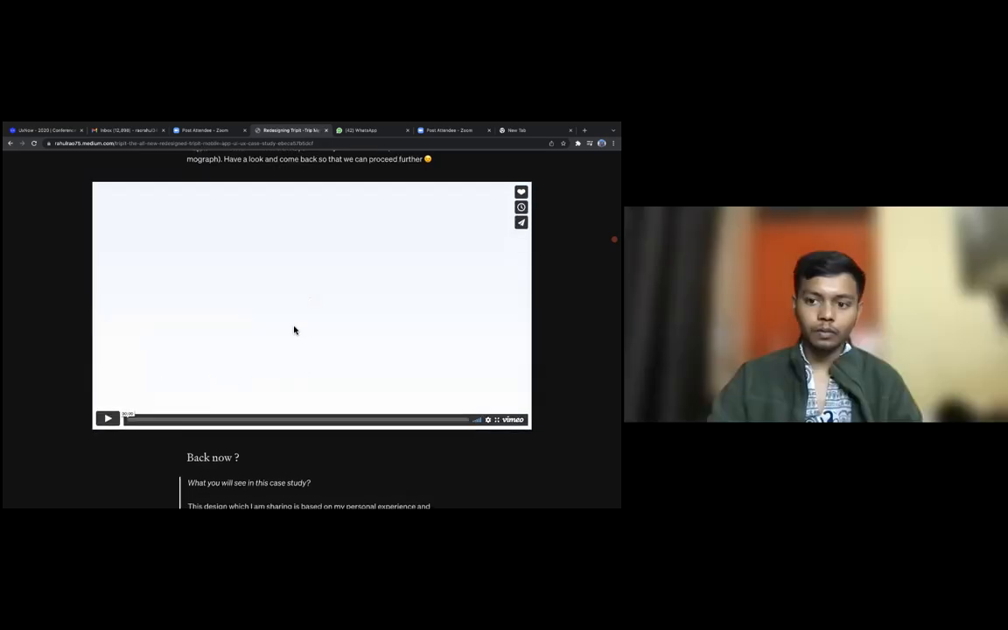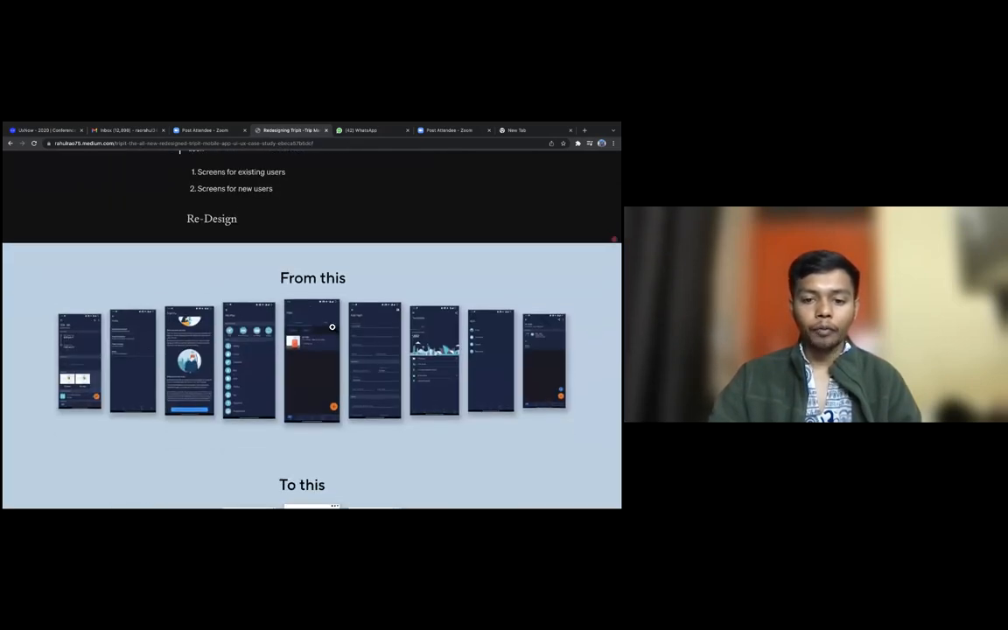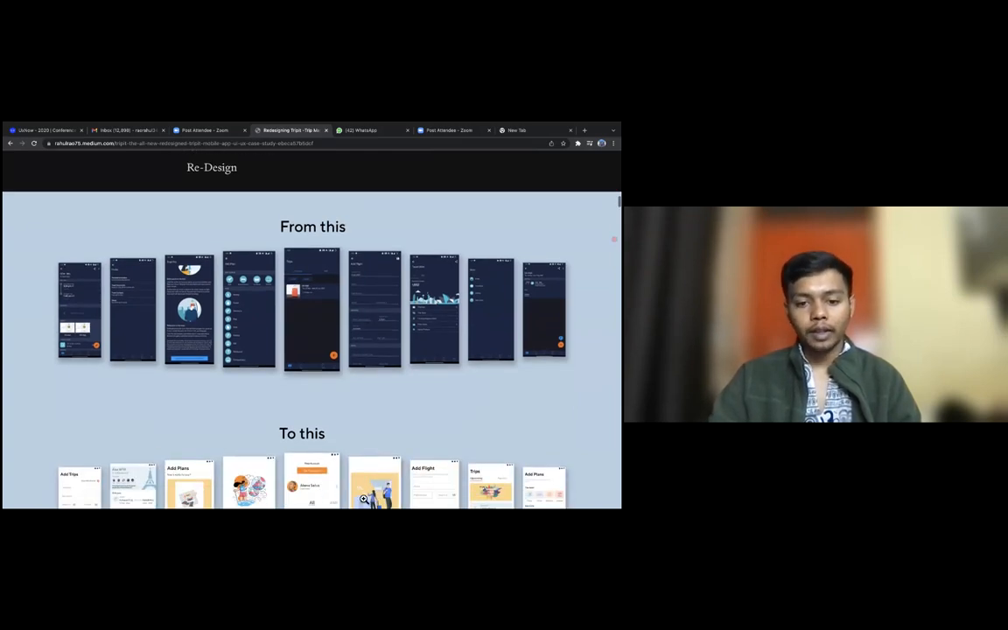Yeah, so this is basically a promo that I have made. Now back to our redesign section. So these were the basic apps and all. This was the app which Tripit actually has. Now this is the design that I have presented with them.